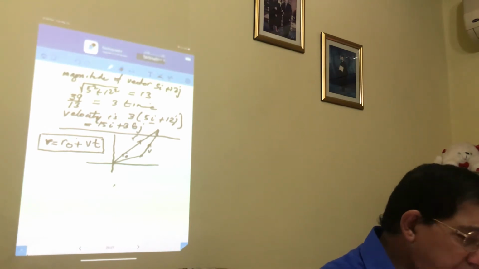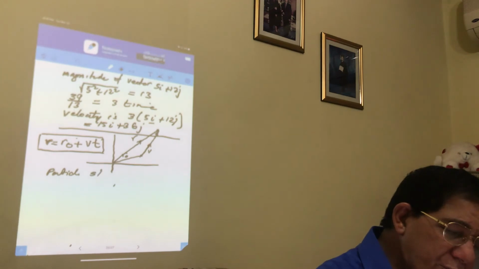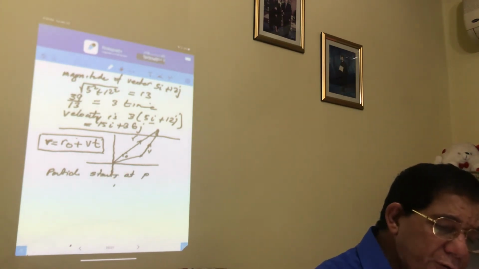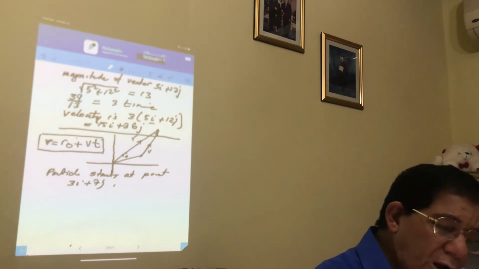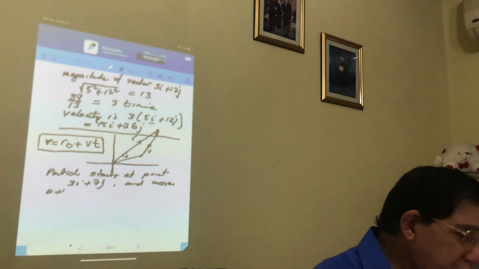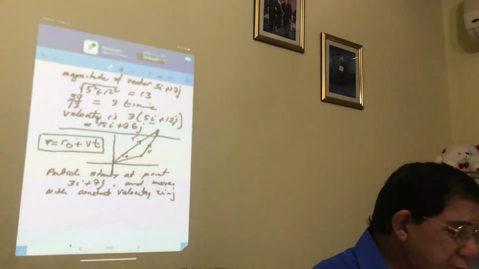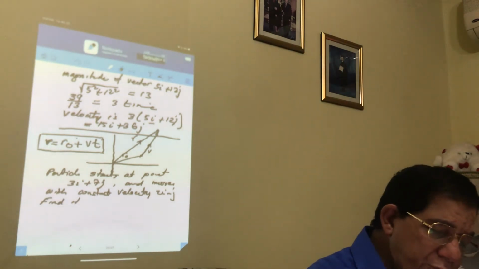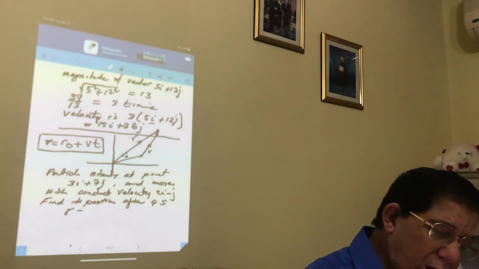If we have a particle that starts at a point 3I plus 7J and moves with constant velocity 2I minus J, find its position after 4 seconds. We use the rule R equals R0 plus Vt.